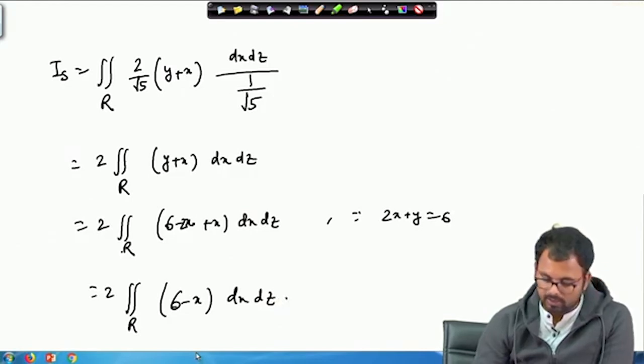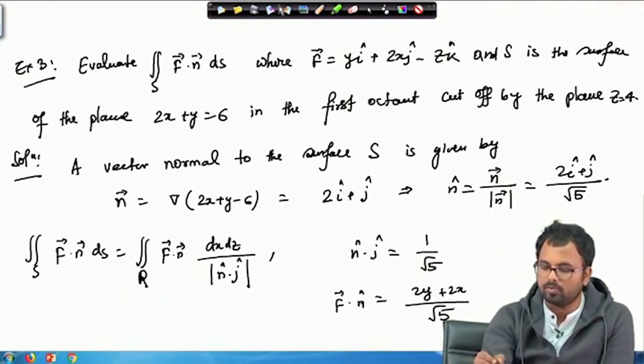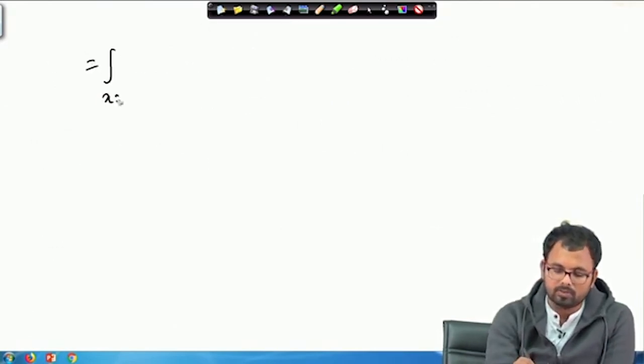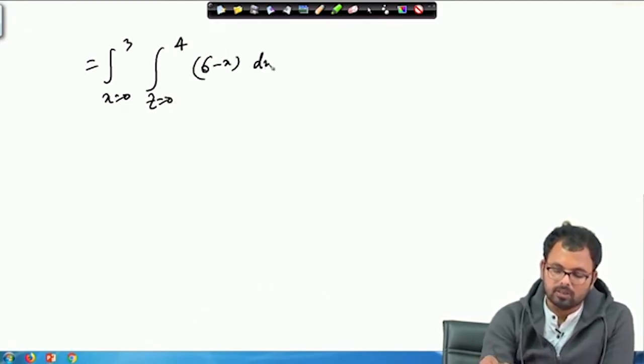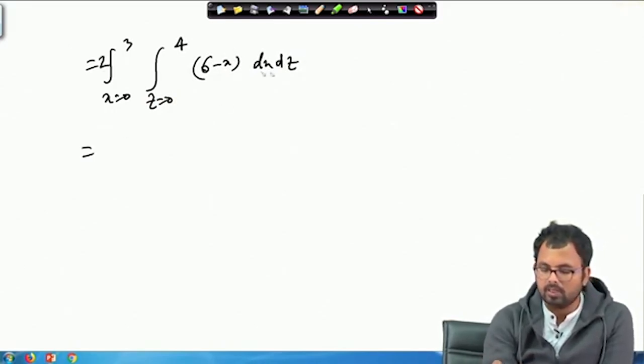Now, if we take the projection on xz plane, then in xz plane basically y is 0. So, x will vary from 0 to 3 and z will vary from 0 to 4. So, I can write the integral as x varying from 0 to 3 and z varying from 0 to 4, 6 minus x dx dz. Here there is a 2, and we can integrate with respect to z first. So, it will be 2 times 4, and then we integrate with respect to x.